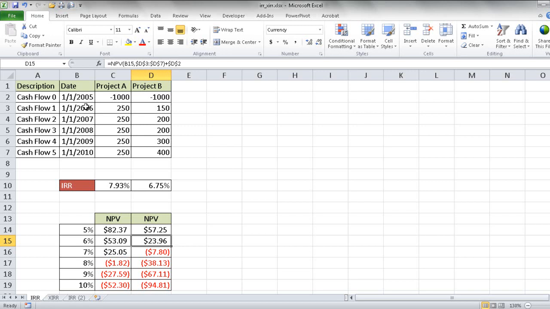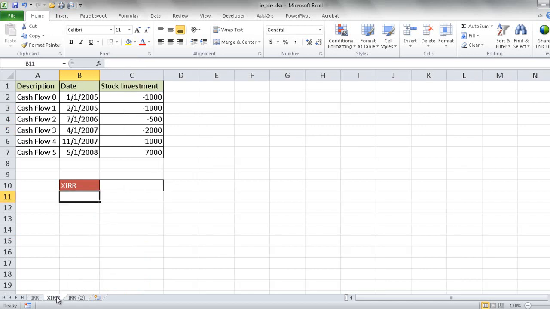It's still a better investment than Project B because we have a better rate for Project A. So I said earlier, what if we didn't have projects that had the same recurrence of the cash flows? Instead of having them occur in equal time periods, we had them occur in different time periods. So the XIRR function helps alleviate that, helps address that.